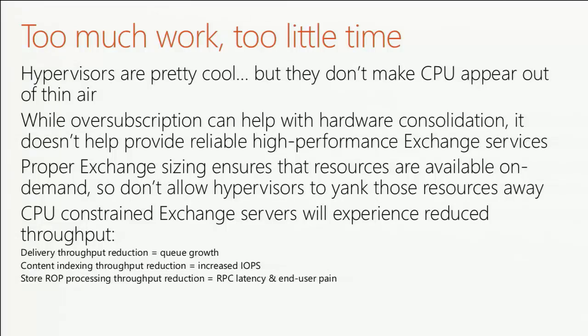Content indexing throughput reduction can occur, right? If CI gets CPU starved, it can get behind. We don't like that. We want CI to be as up-to-date as possible, both to be able to respond to searches, as well as to ensure that it doesn't have to go catch up, because that can actually result in some I/O impact as well. We want it to be up-to-date.